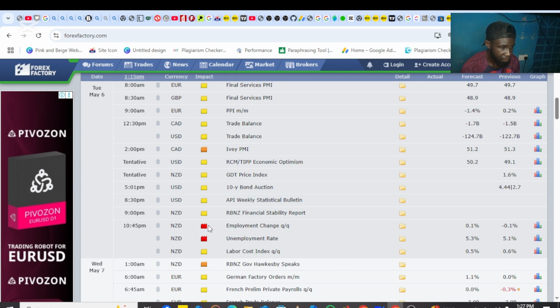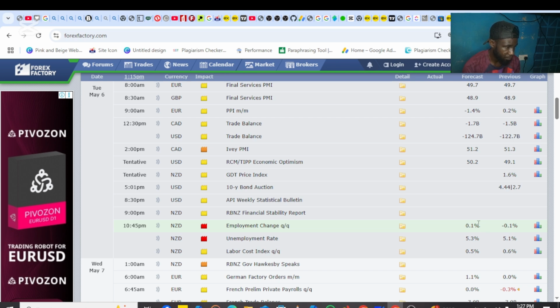NZD, we have employment change, which is high impact, and unemployment rate, which is high impact. This one is for Tuesday, 26th May. So this unemployment rate, see this figure over here, check this figure. Take your time.